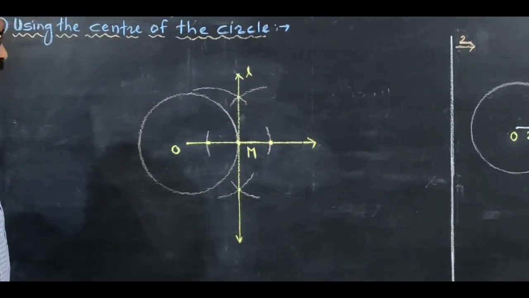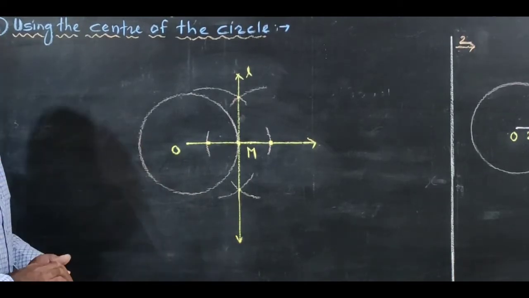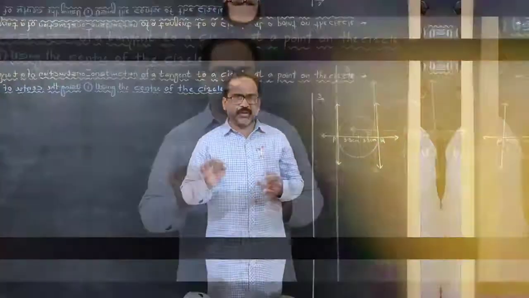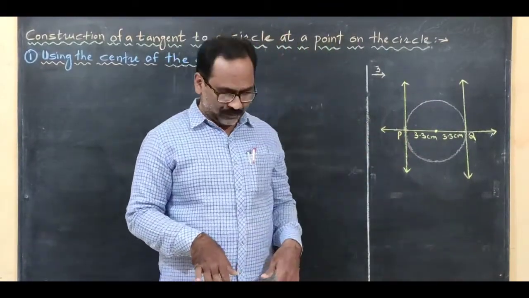Here line L is the tangent to a circle from a point on the circle. Here we complete question number 2. Now we solve question number 4. It is on this construction.